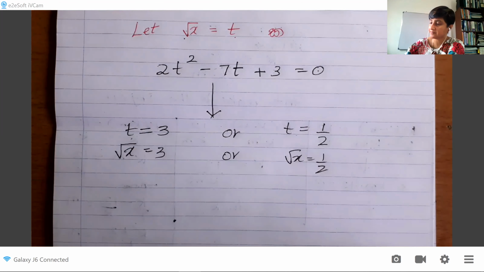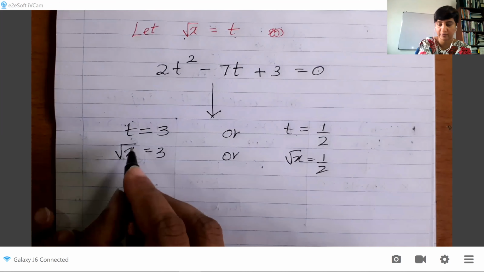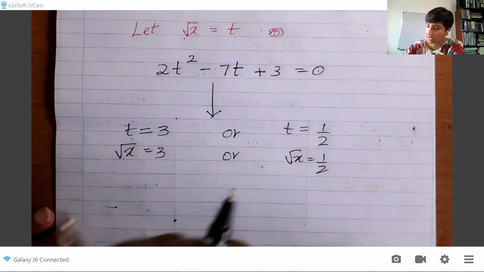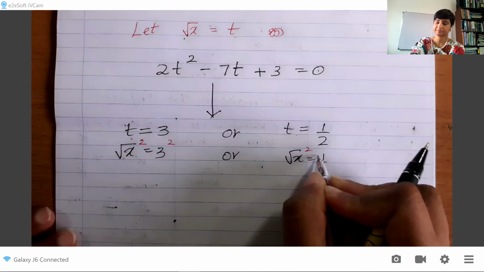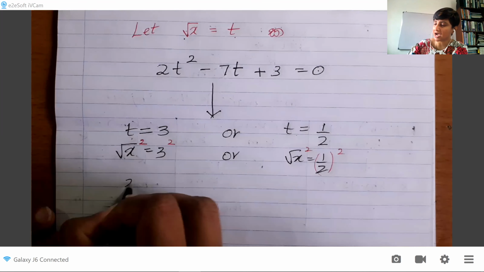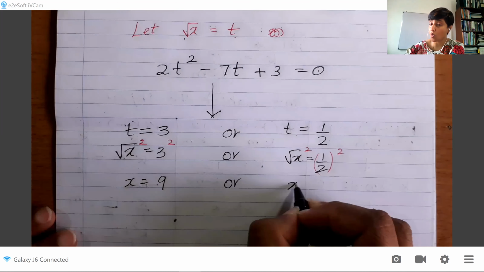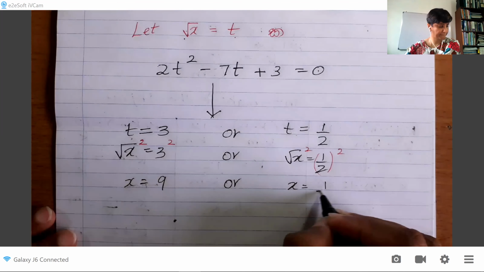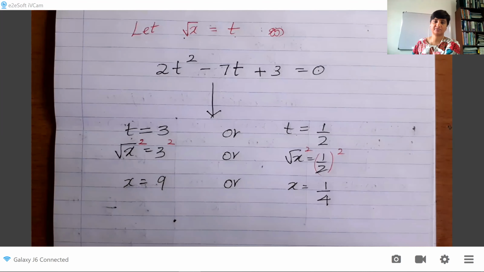Then what is x? How do you find x now? You square both sides. Square the whole thing. So x is 9 or x is quarter. There you have your 2 answers for x.